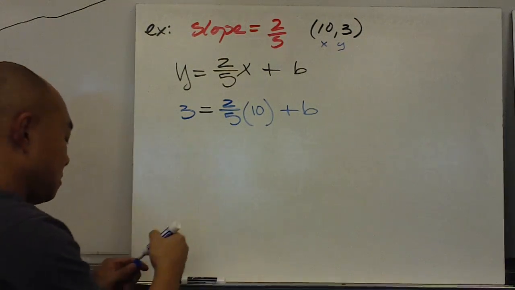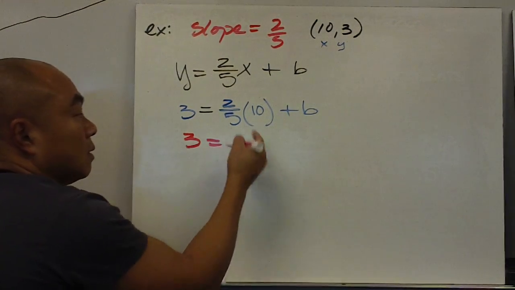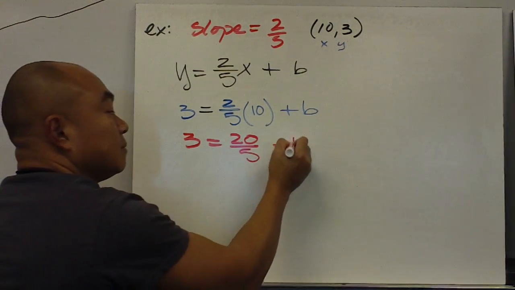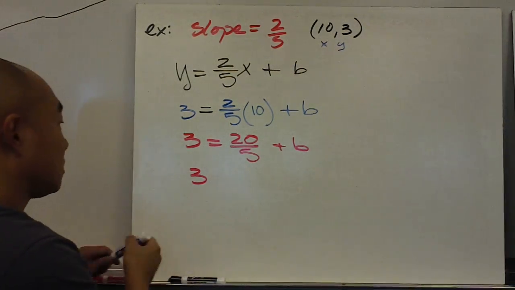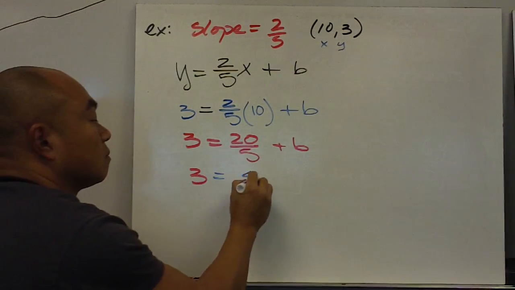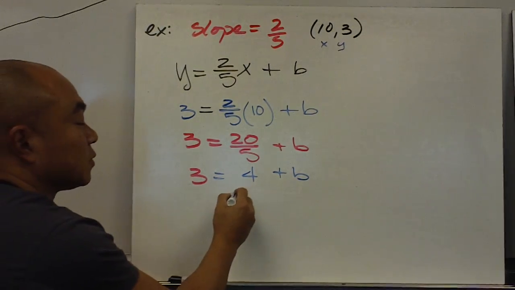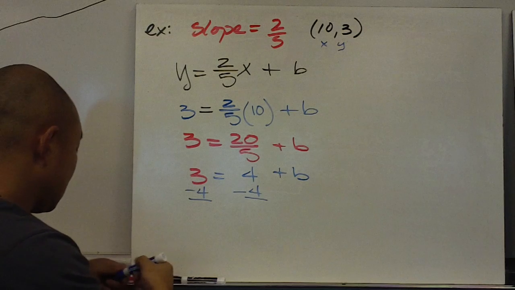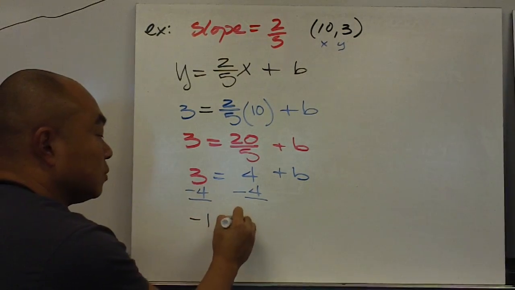This is going to be 3 equals 20/5 plus b. Continue on. To undo this, we're going to subtract 4, and our answer for b is going to be negative 1, so negative 1 is equal to b.